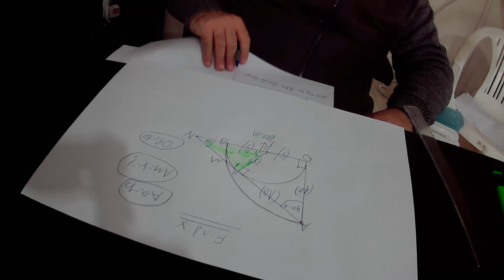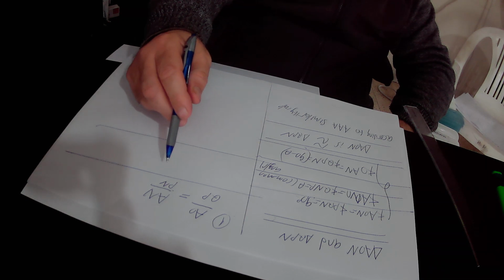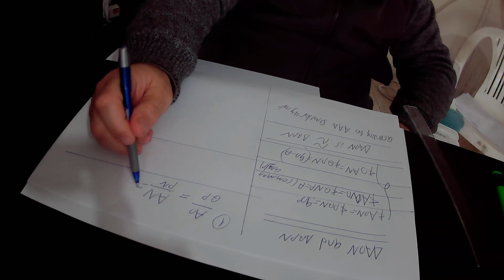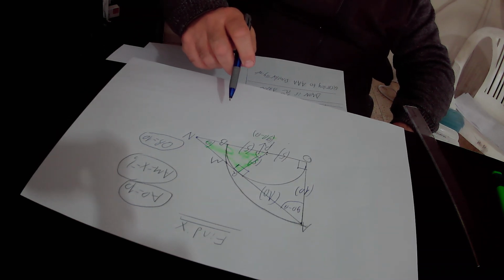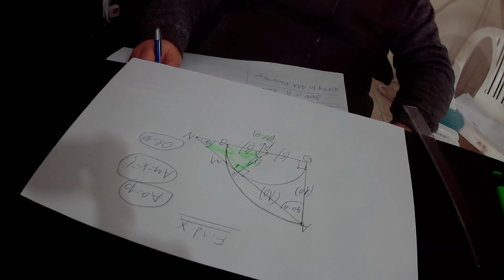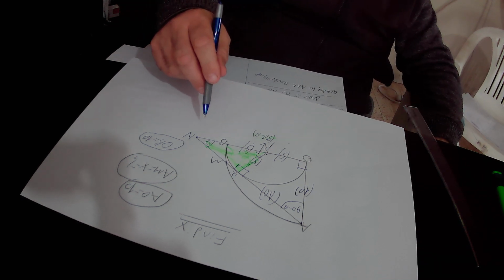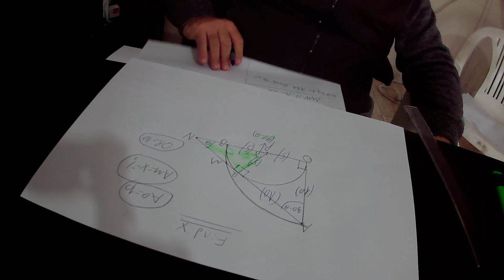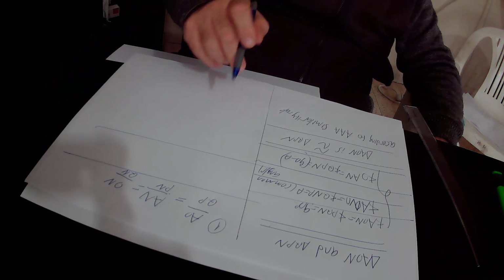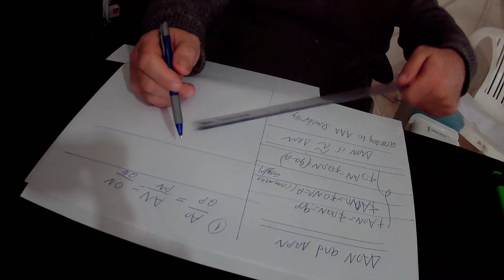Repeat again. We derive that AO over QP equals AN over PN, and also that it equals side ON in the big triangle AON over side QN in the small green triangle QPN. And again we derive that AO over QP equals AN over PN equals ON over QN.